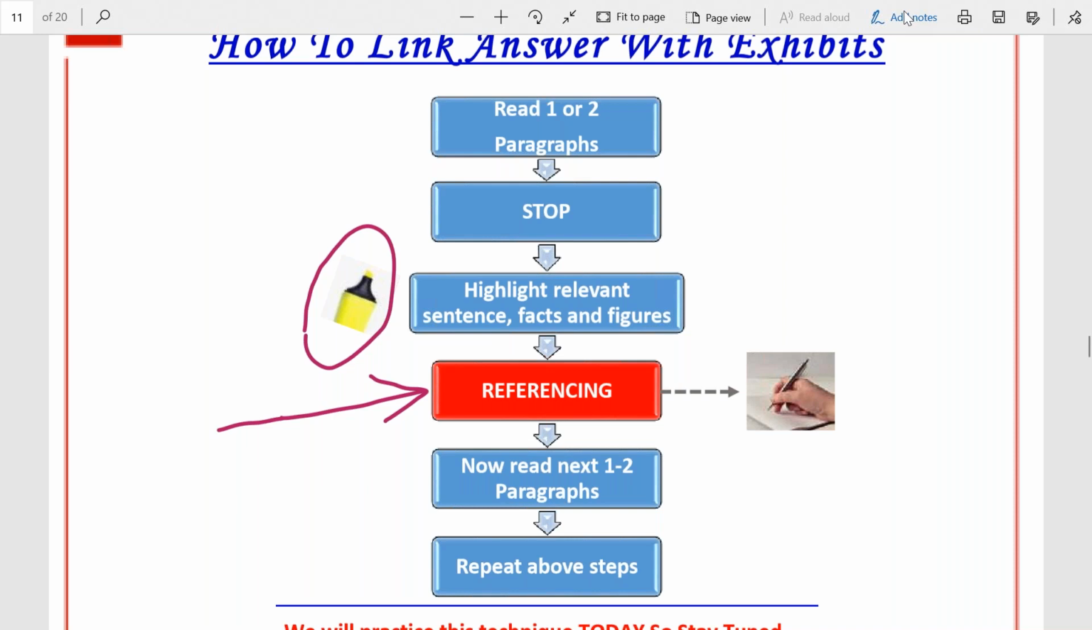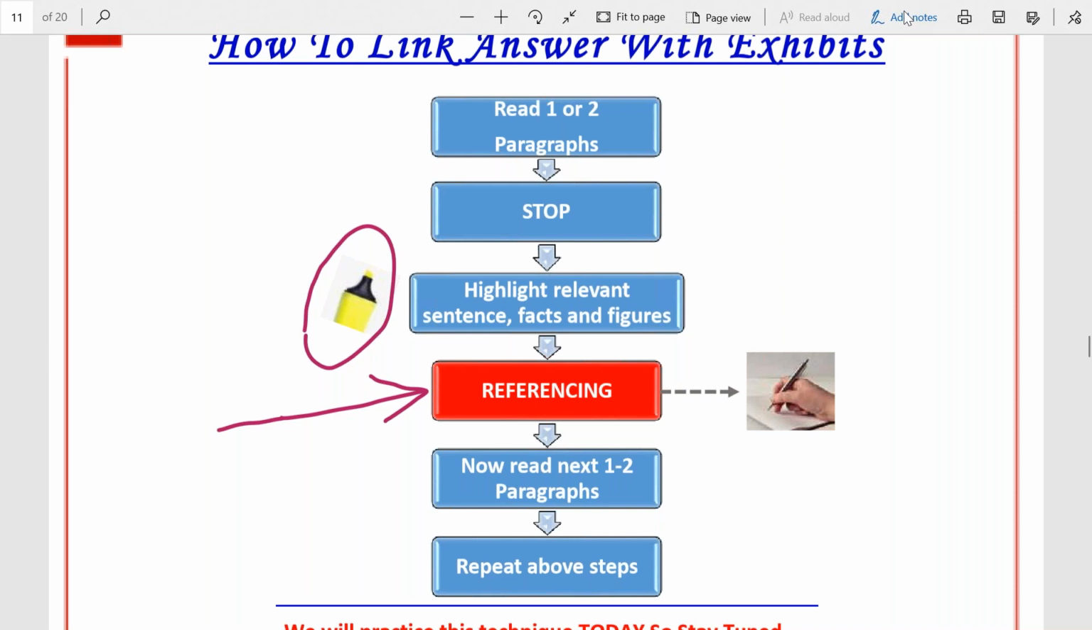You need to know why you have highlighted and where exactly you will use that information, and you need to write that. Okay, so referencing is the key thing. If you want to link your answers with the case, you need to highlight and then reference it. Once you have read one or two paragraphs, you stop, highlight, do your referencing, and then move on to the next one or two paragraphs and repeat the same thing.